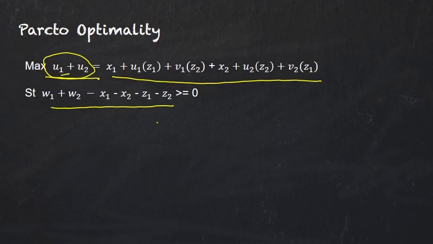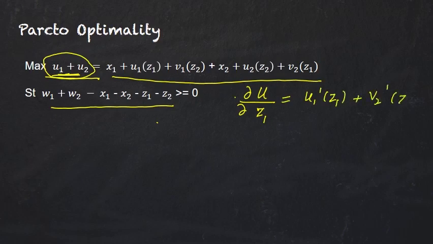Right, let's solve this. When we solve this, let's suppose we first take del capital U with respect to del Z1. What is that going to be? U1 dash Z1 plus V2 dash Z1, right? Similarly, del U, sorry, I'm not done. So V2 dash Z1, and here this is 0, this is 0, and then you have Z1 right here, which is minus 1, is equal to 0. And the second you have is del U by del Z2, which is also nothing but U2 dash Z2 plus V1 dash Z2 minus 1 is equal to 0. So when you rewrite these equations, you get these two equations.